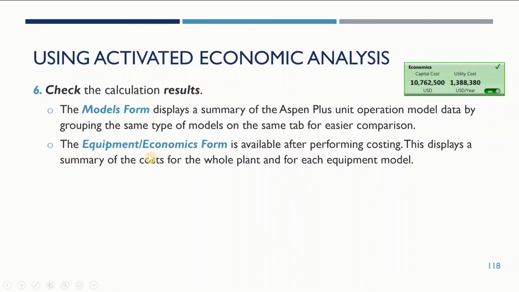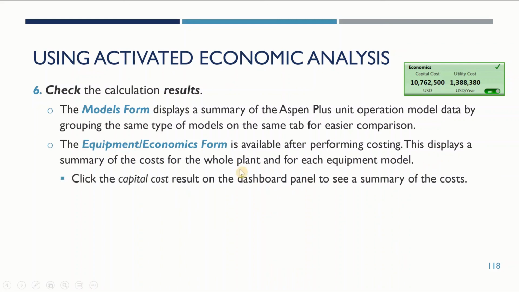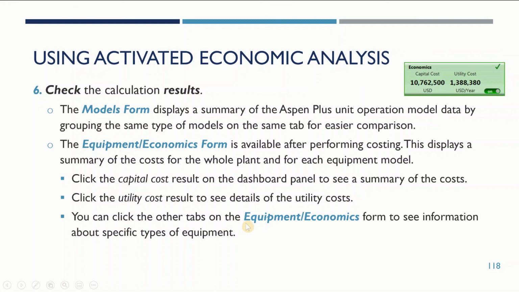The Equipment Economics form is available after the model has been evaluated. This displays a summary of the costs for the whole plant and for each equipment model. You can click the capital cost on the dashboard panel to see a summary of the costs. You can also click the utility cost on the panel to see the details of the utility costs. Click the other tabs on the Equipment Economics form to see information about specific types of equipment.